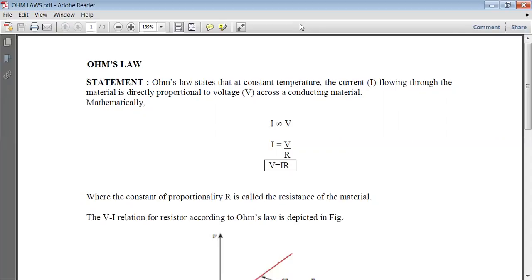Mathematically, I is directly proportional to V. I is equal to V by R. V is equal to IR, where the constant of proportionality R is called the resistance of the material.